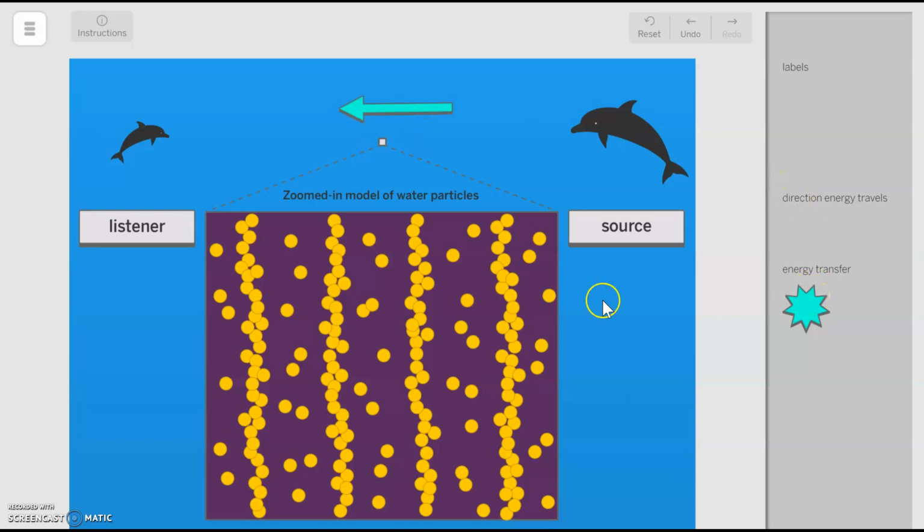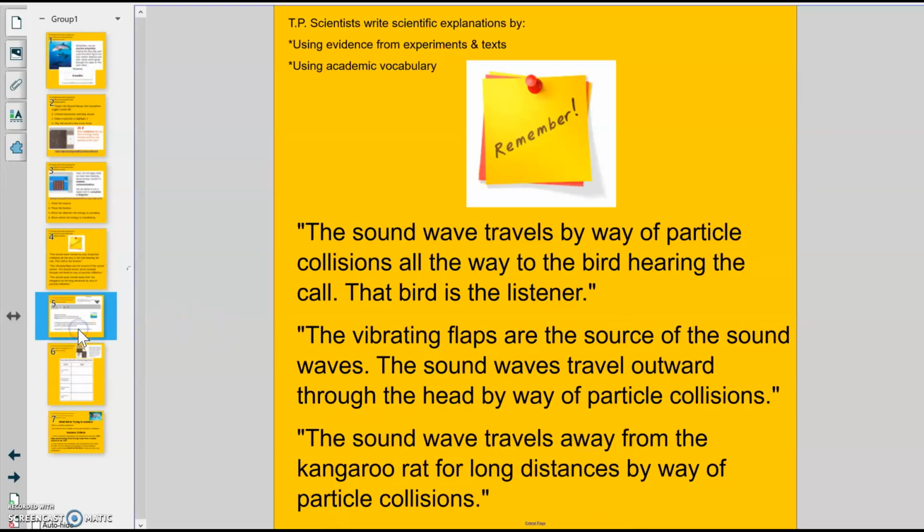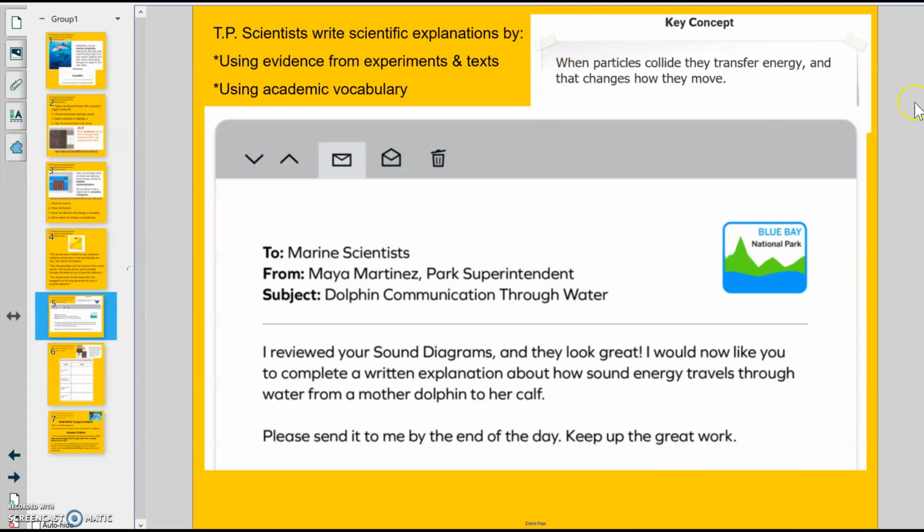And we know that whenever a particle collides or crashes into another particle, it transfers energy. So we could put as many of these as we want. We could say that this particle is about to collide with this one. When they touch here, they're also colliding and transferring energy. So every time these particles are touching, they're colliding and transferring that energy. Okay, so our key concept here is that when particles collide, they transfer energy, and that changes how they move.